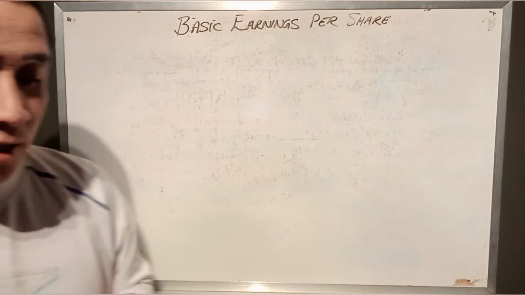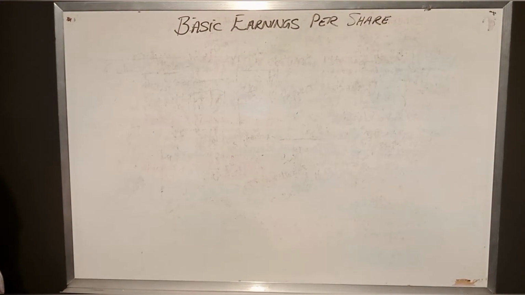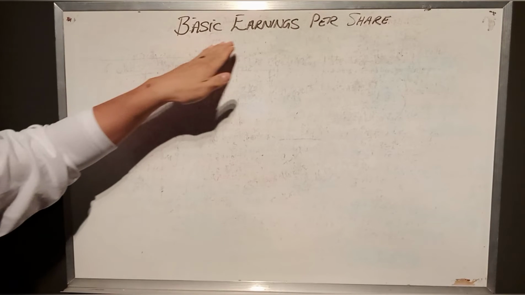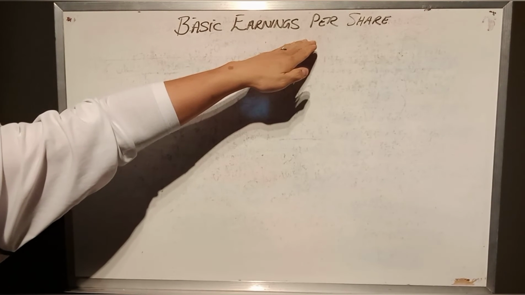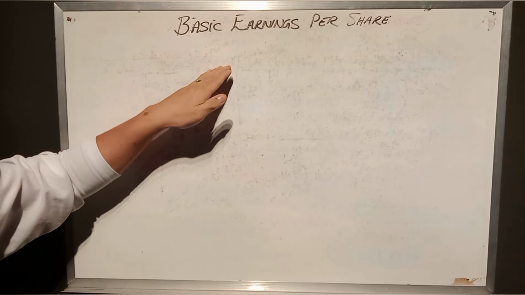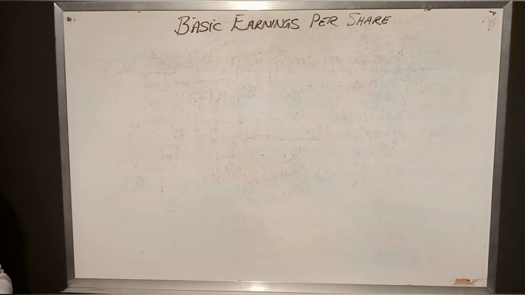So let's examine this a little closer. Again, it's the earnings per share. Basic earnings per share is what we're going to be computing. Earnings per share is the amount of income earned by each share of a company's outstanding common shares.